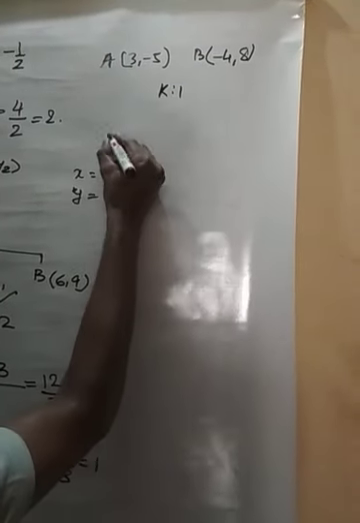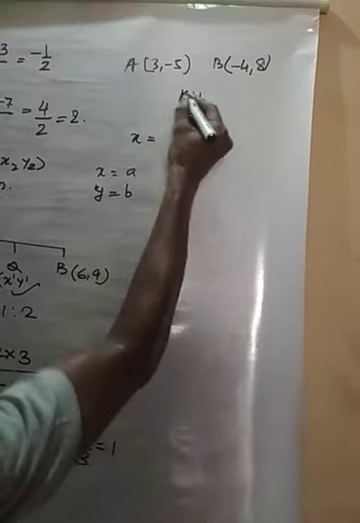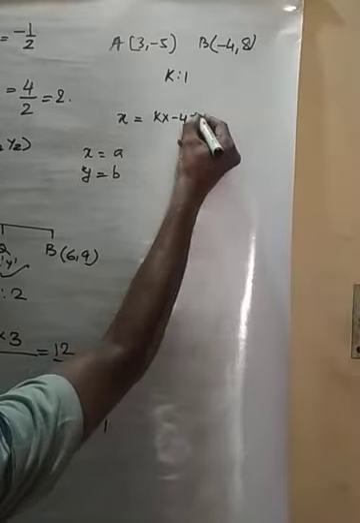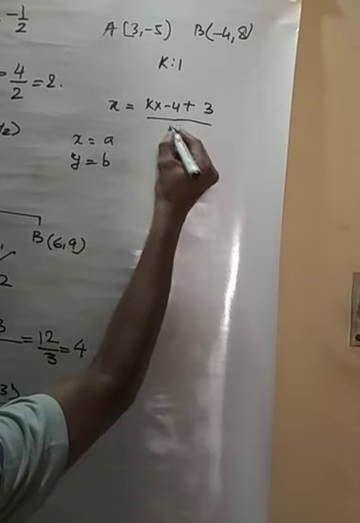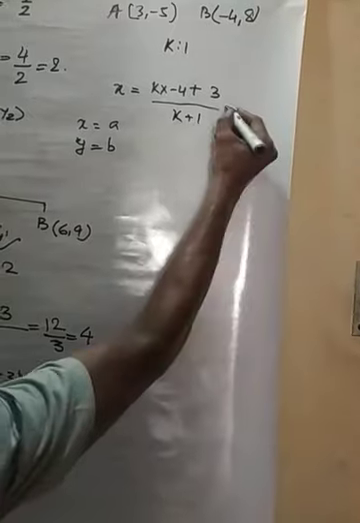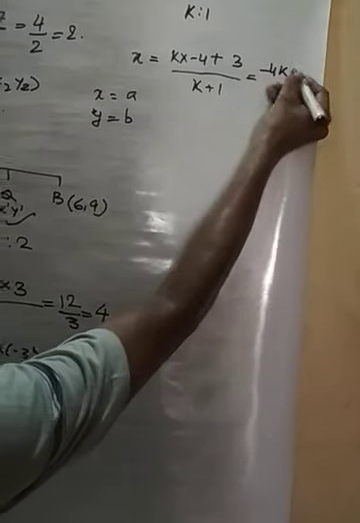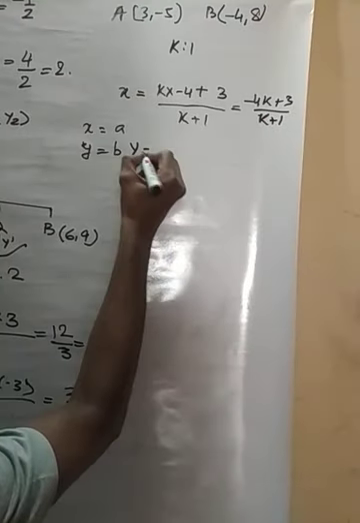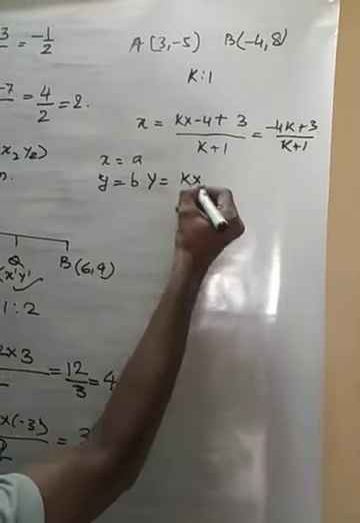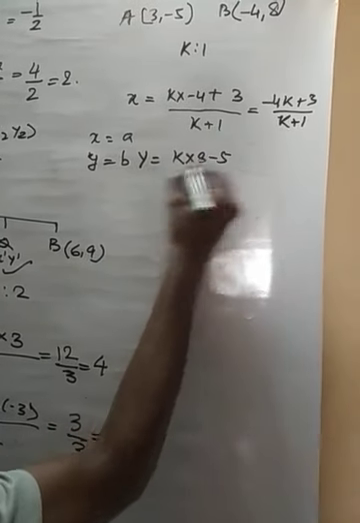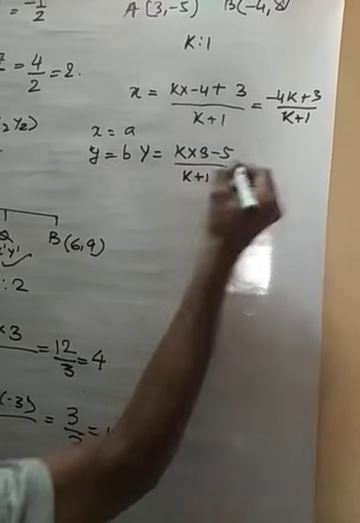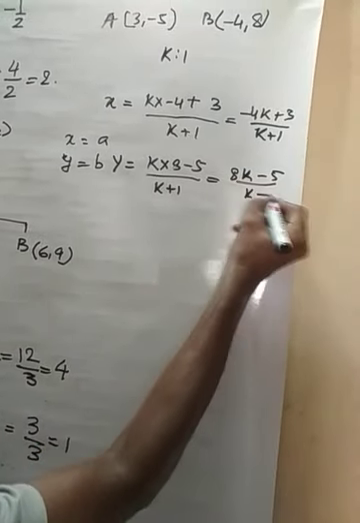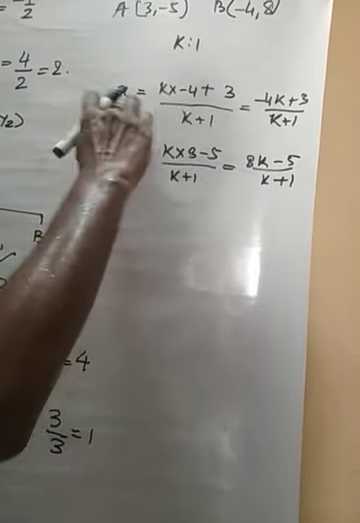So I am calculating the value of x. x is equal to k into minus 4 plus 3 upon k plus 1. So I will get the value as minus 4k plus 3 upon k plus 1. Now I will calculate the value of y. k into 8 minus 5 upon k plus 1. So I will get 8k minus 5 upon k plus 1. Now I got the values of x and y.